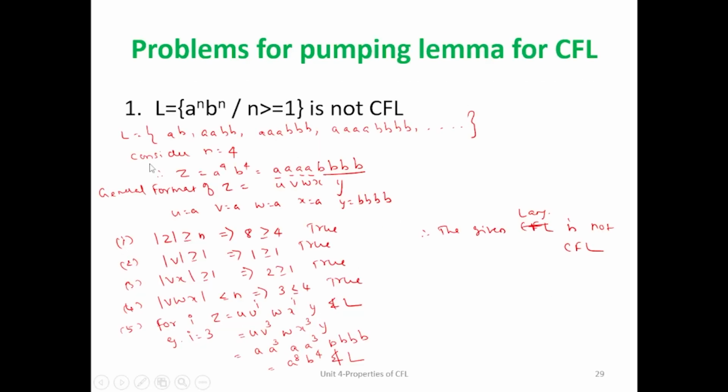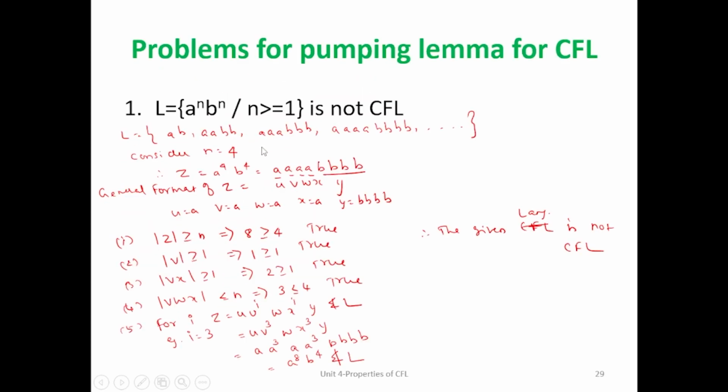This is the first problem. L is equal to a power n, b power n, for all n greater than or equal to 1. You should prove that it is not CFL. First you should write the correct strings for the given language. Substituting n equal to 1, the string is ab; for 2, aabb; for 3, aaabbb; for 4, aaaabbbb, and so on. All strings contain an equal number of a's and b's.